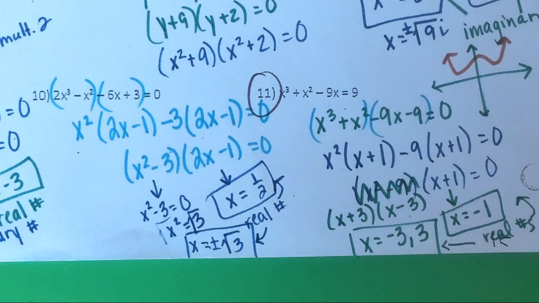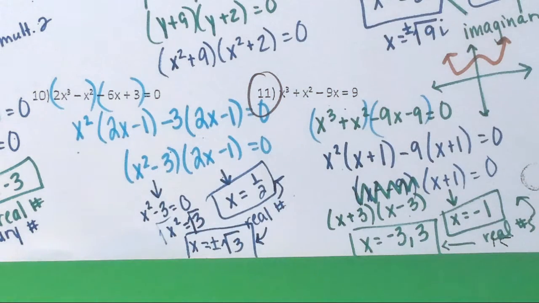So look on the next page. Which problems are going to be factoring by grouping problems? 13 through 18. So if I were you, those are the ones I'd do first, because that's easy.